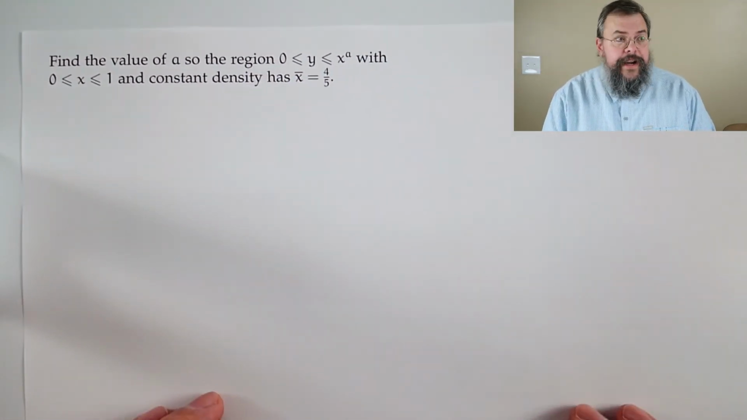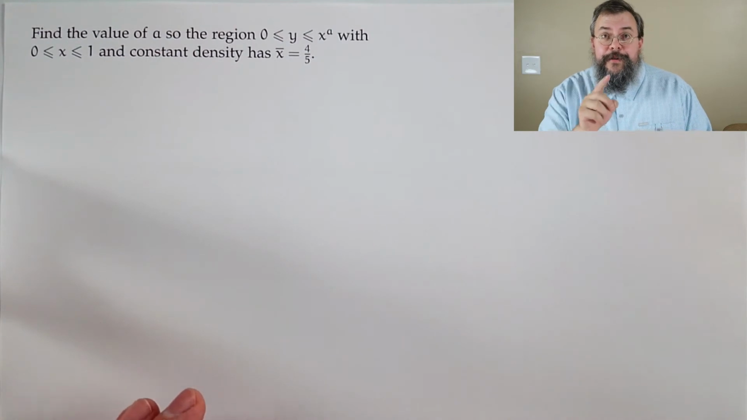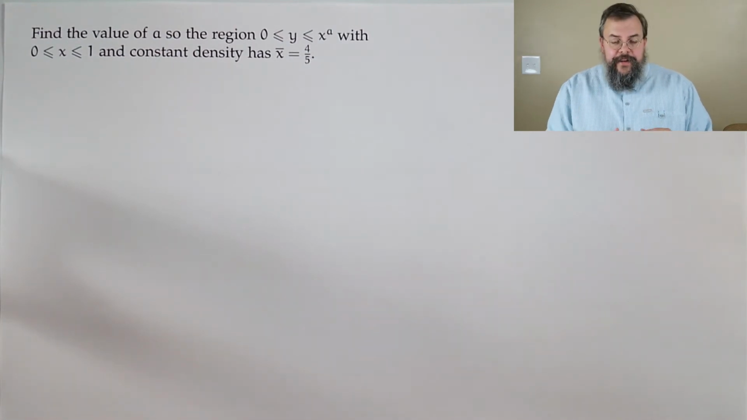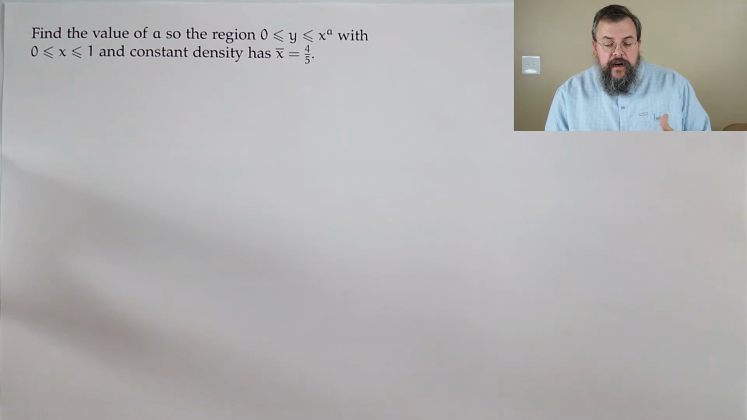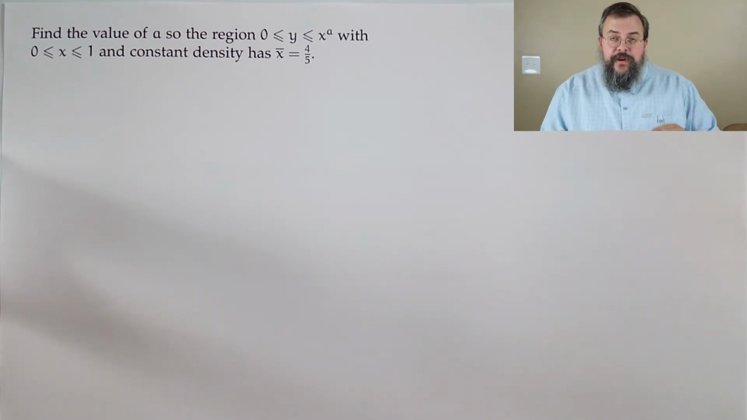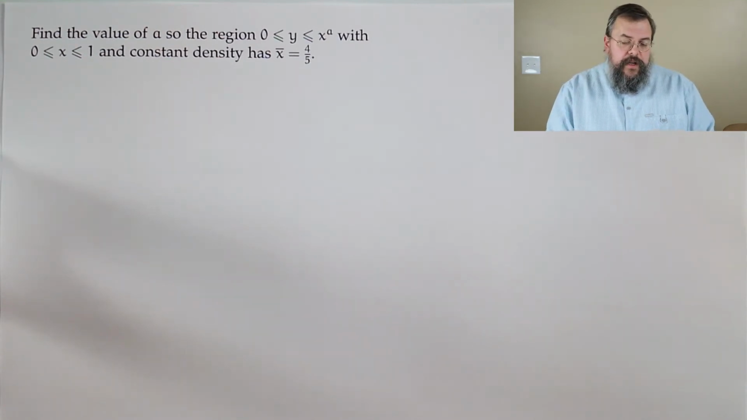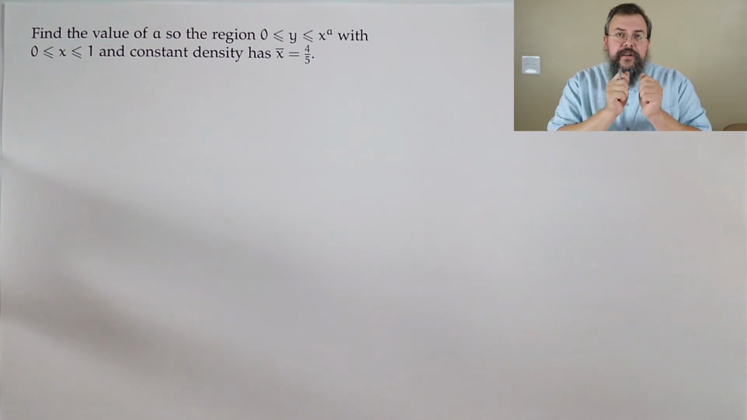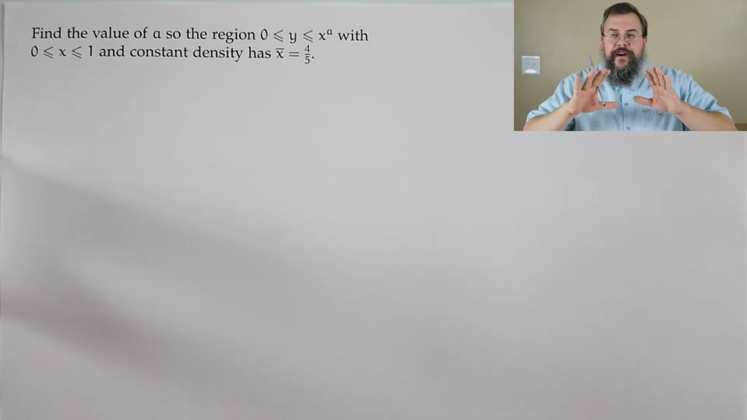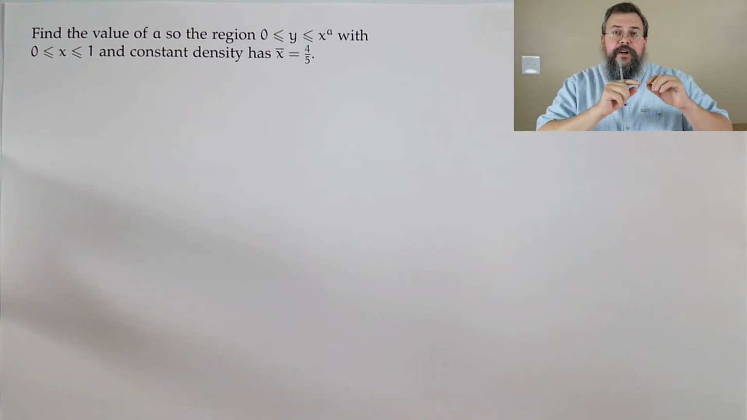Woohoo! Ooh, it looks kind of similar. Hopefully this time we'll make fewer mistakes. Find the value of a, so the region where we go from 0 up to x to the a, with 0 less than or equal to x less than or equal to 1, and constant density has x bar equals 4/5. So it's a little bit different than the one we just did. In the other one we were saying, hey, our density is going to change. This one we say, no, density is constant. What's going to happen is our shape is going to change.